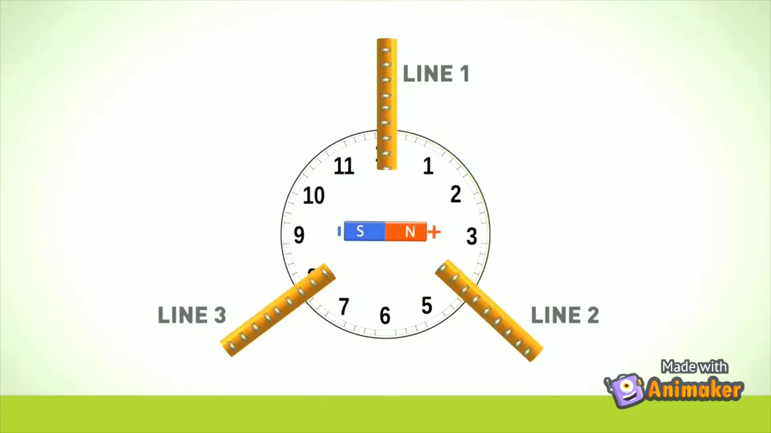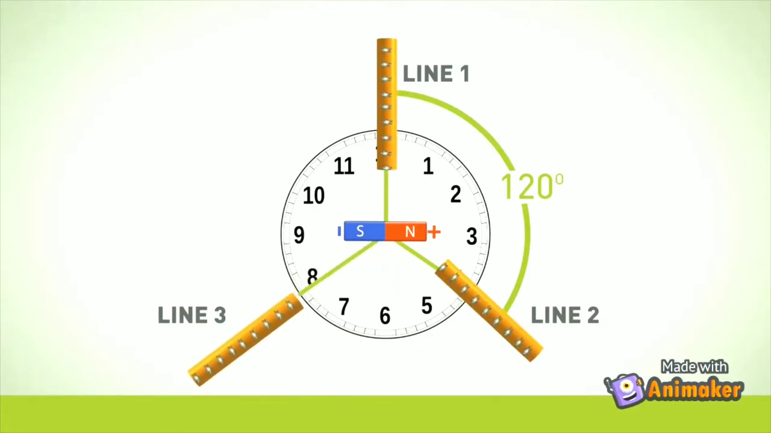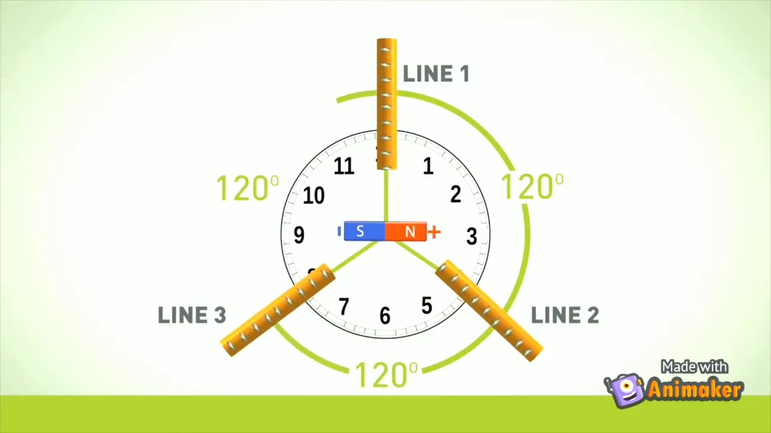When generating three-phase power, the copper lines are located 120 degrees apart. So, the 4 o'clock position is 120 degrees away from line 1. Meanwhile, the 8 o'clock position is 120 degrees away from both the 4 and 12 o'clock positions. The three lines are actually spaced equally around the circle.